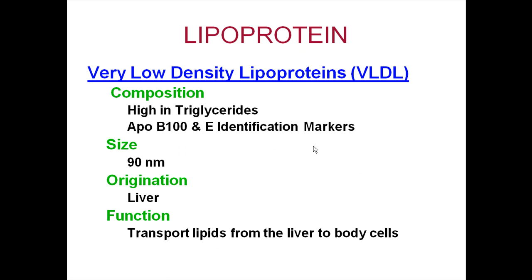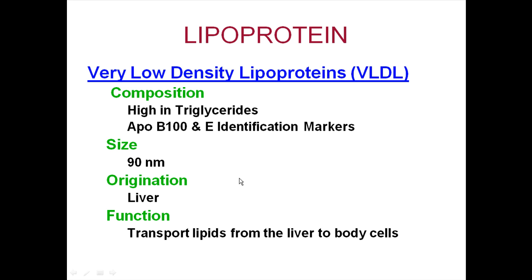So that's the chylomicron. The next one is the very low density lipoproteins, or the VLDLs. They are also high in triglycerides, but you notice that the identification markers have changed. It now has ApoB100 and the E identification marker. Very low density lipoproteins, or VLDLs, are made by the liver. So you can see the origination is in the liver.